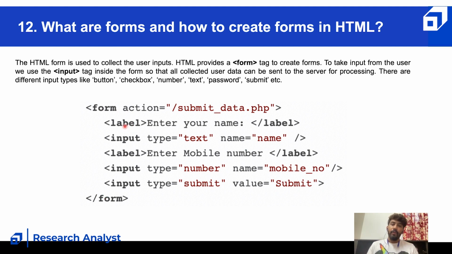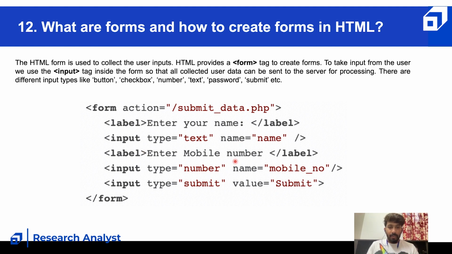Within the form tag, you use label to provide a definition for what is going to be entered in this particular input box, which is an empty input box, right? You're providing a label, that is, enter your name, and then input type is going to be text, and the name is equal to name. So the name basically means what the name of this particular input box is.